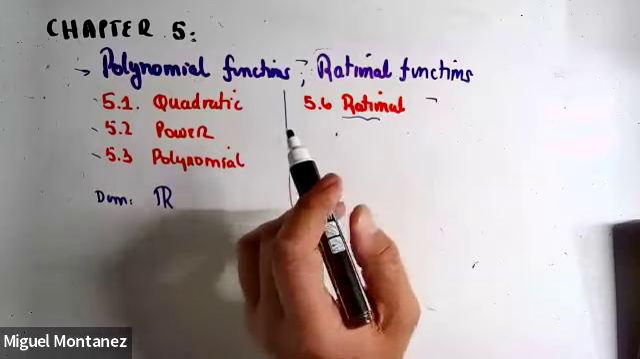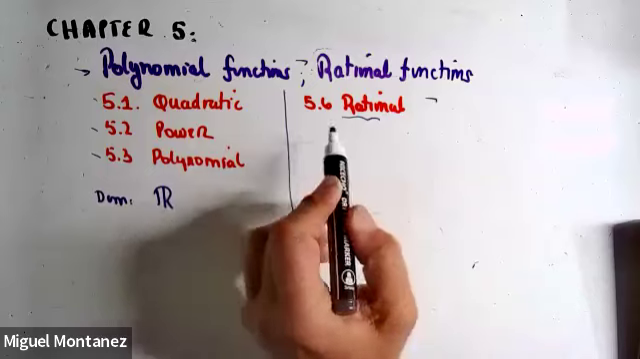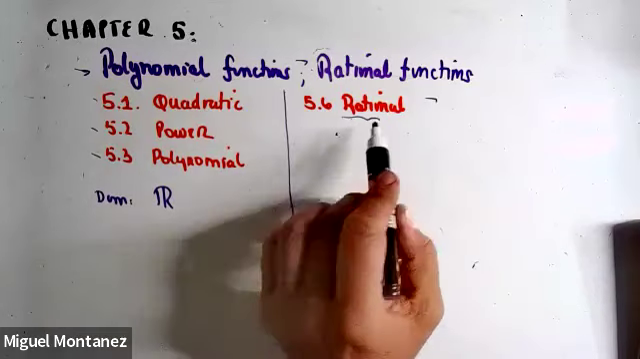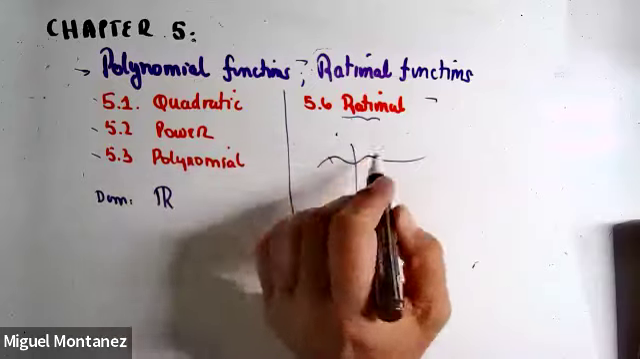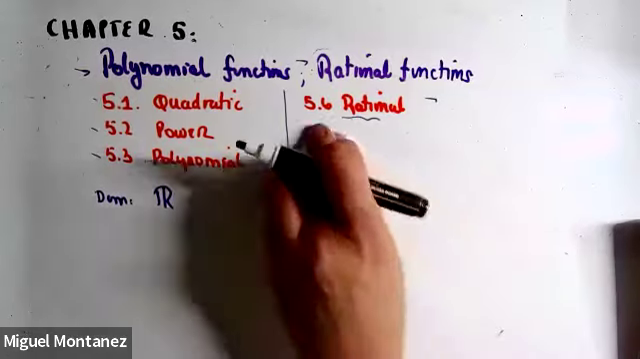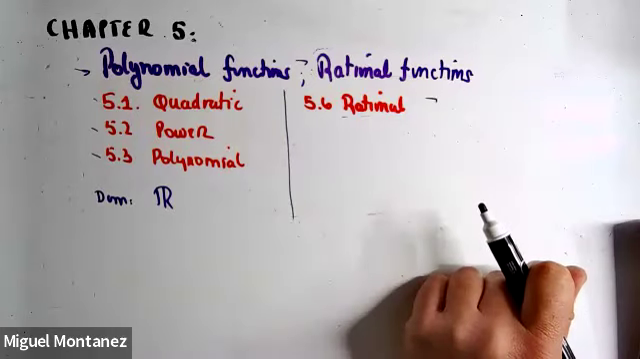So here we'll have some constraints on the domain. We have to avoid those numbers that make the denominator 0. Therefore, the graph will not be a continuous smooth graph. It will be chopped, because those restrictions in the domain will split the graph.